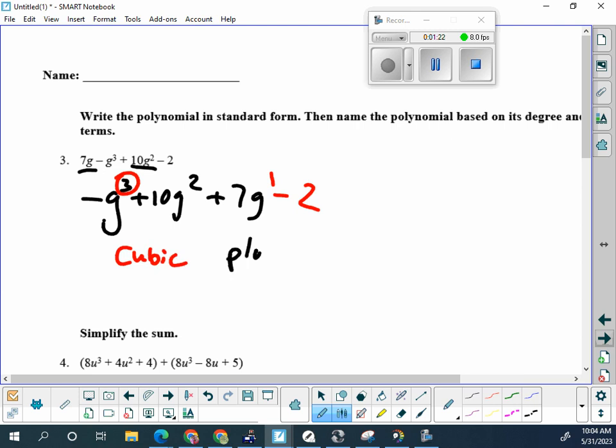And you just have to name it a polynomial. Oops, spelled that wrong. Polynomial. Cubic polynomial. Okay, this will be multiple choice, so it won't be too hard to figure out on the test.